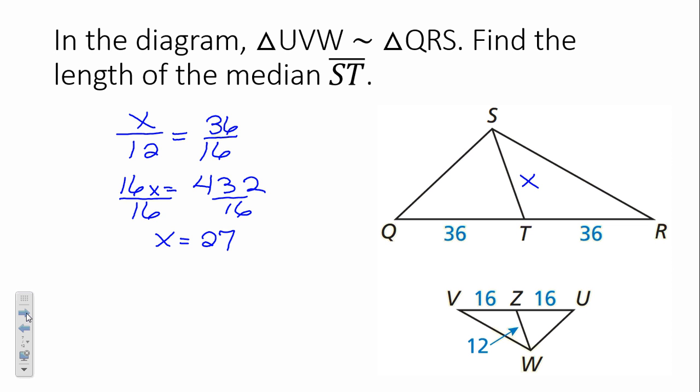Okay, if QT was 20, still the same process. It has to be a median or something that bisects, or you have to find the appropriate corresponding parts in the other triangle. Absolutely. Yep. As long as you're consistent with your proportions. If your large triangle's on top, the large triangle has to be on top in your second fraction. Okay? All right.